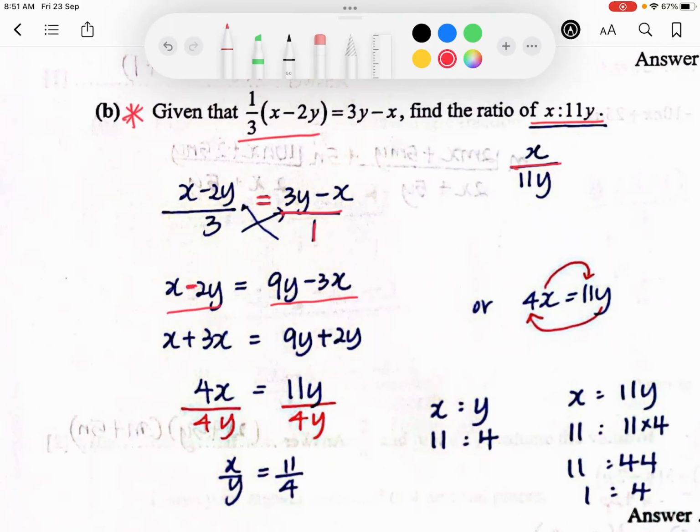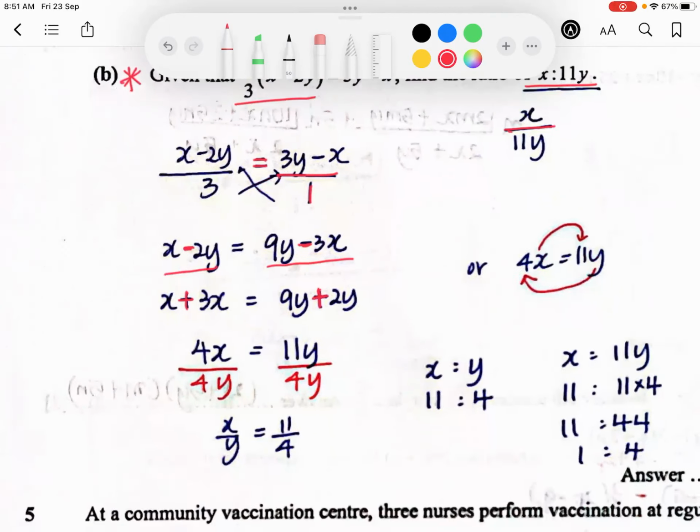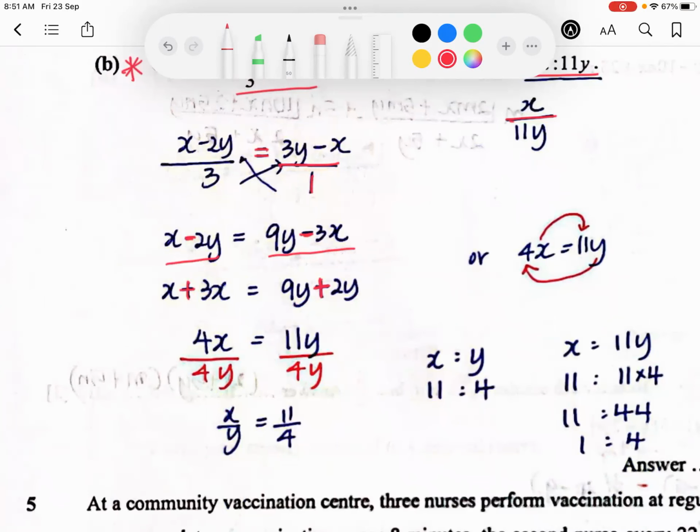This is negative 2y coming over to this side. How to undo subtraction? We do addition. So it'll be here. Then the other one is x. This one is negative 3x, bring over become positive 3x. So from here, we get 4x equals to 11y.